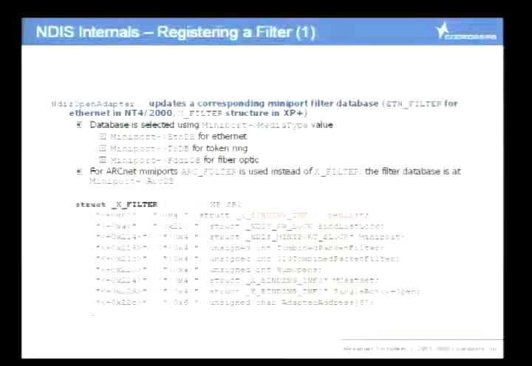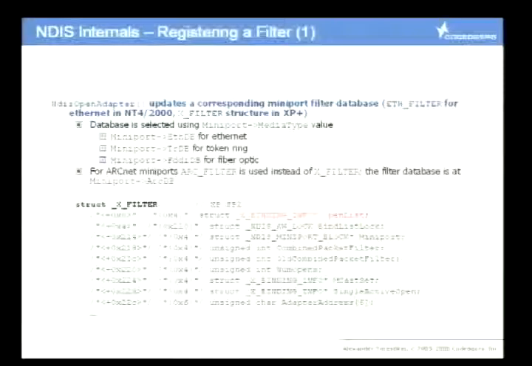So let's see how this open adapter actually registers a filter to the packet indication code. First, it should update a corresponding miniport filter database. The filter database is located at the XFilter structure, which is addressed by 4 fields in the miniport structures. The miniport structure is called in this miniport adapter, this miniport block.